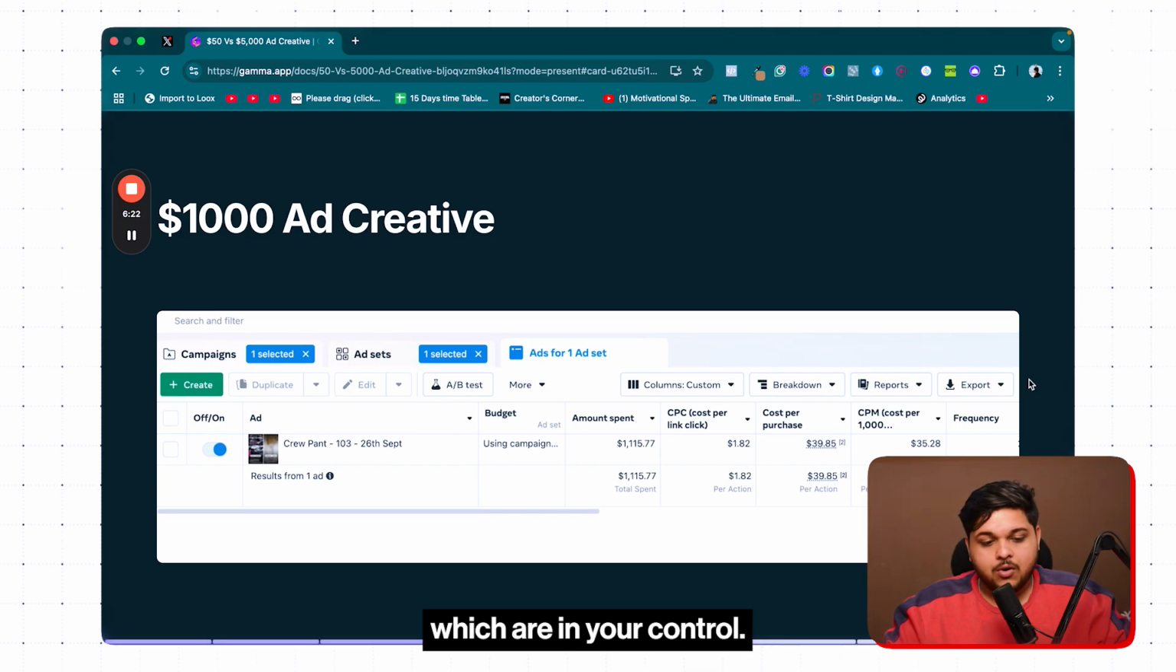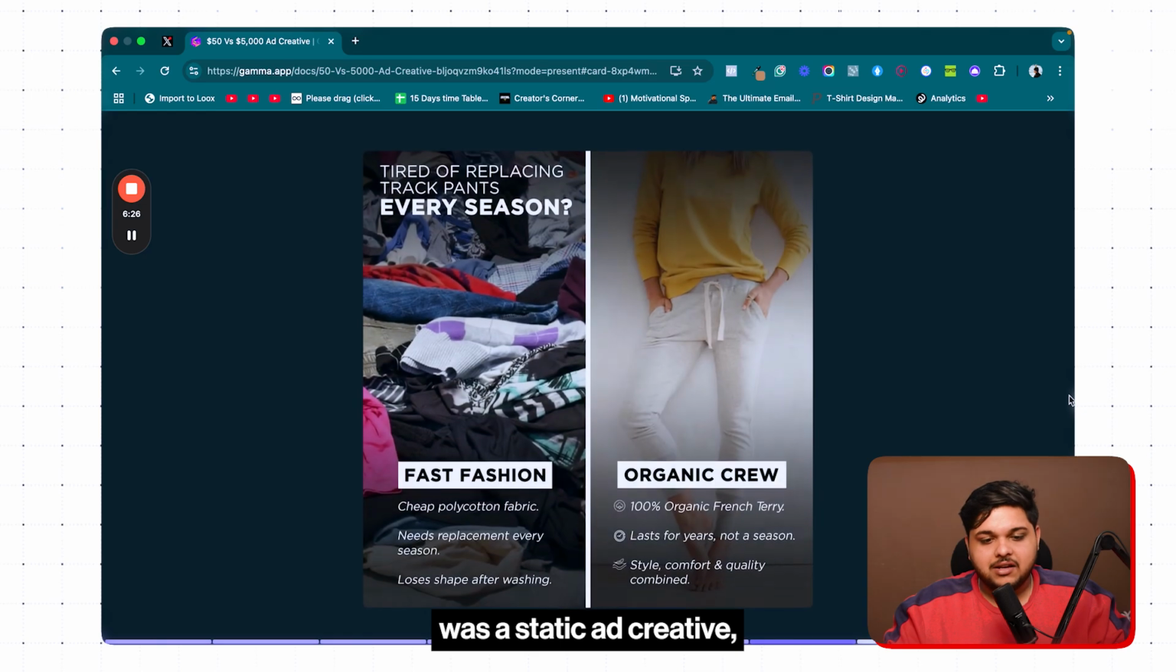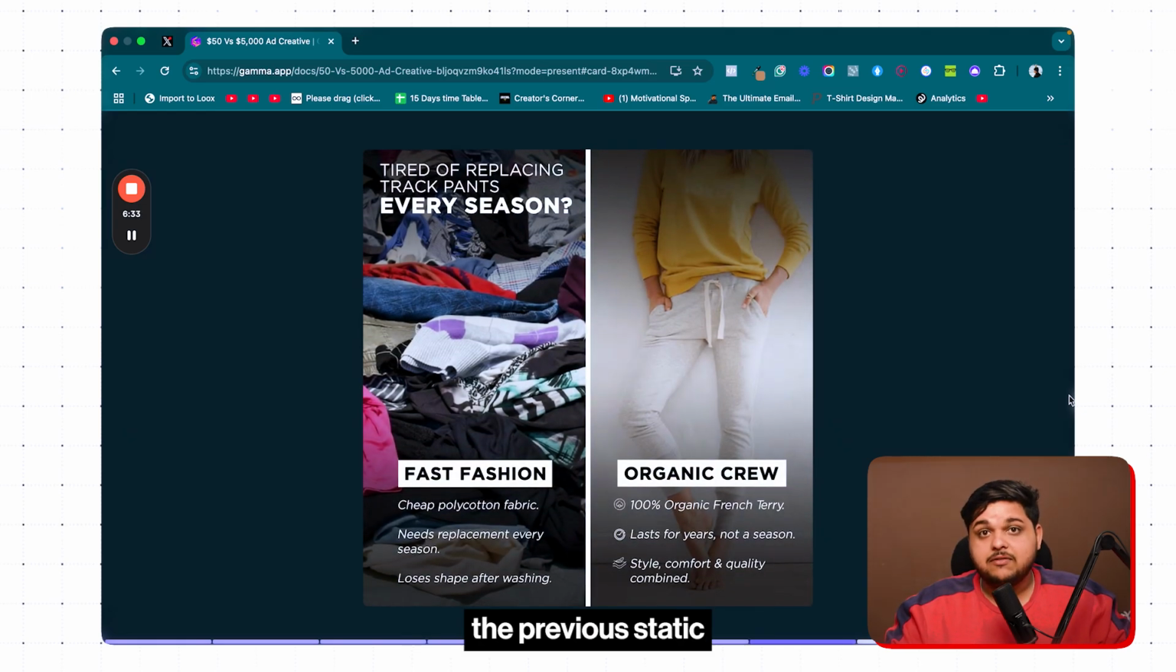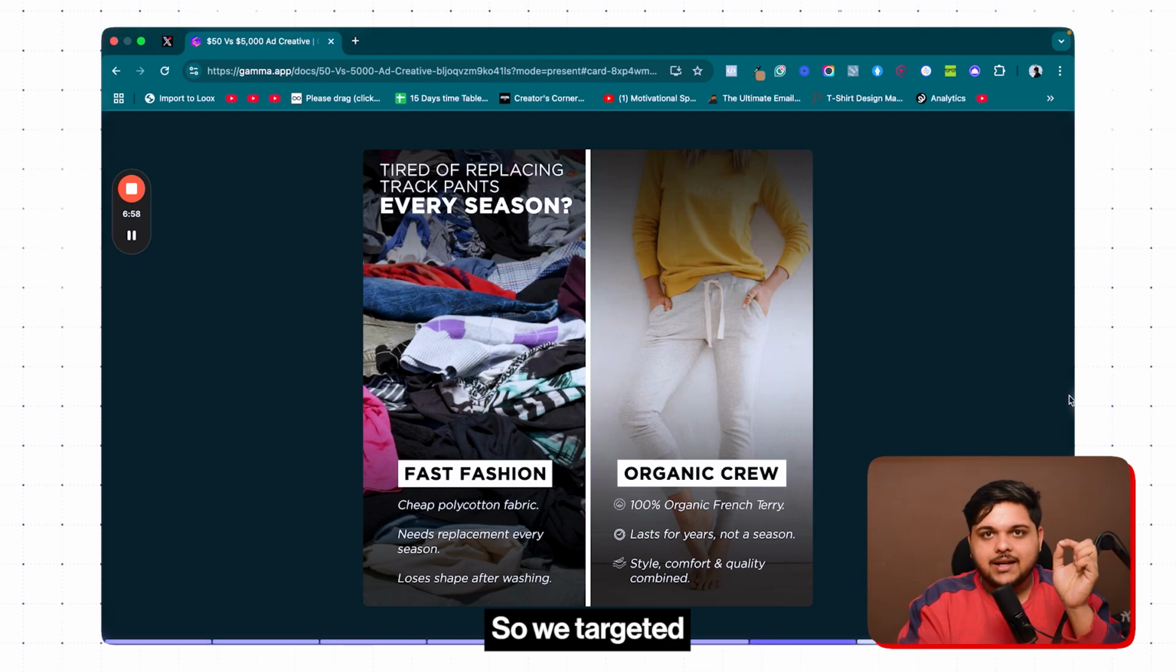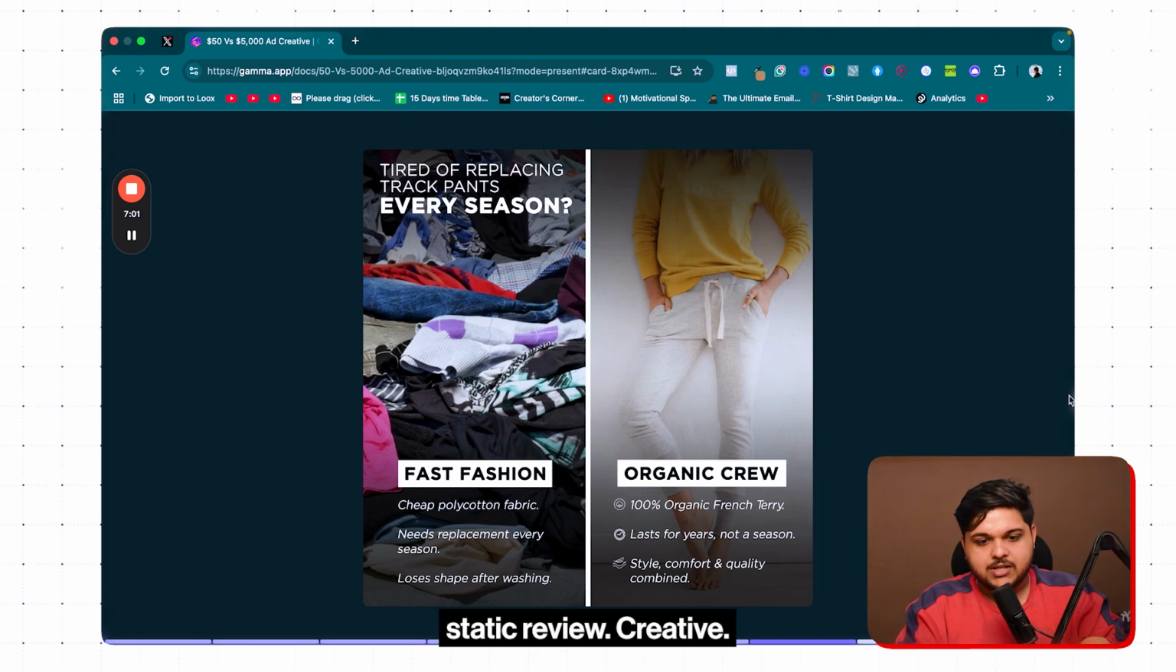Now, an interesting point is that this particular creative was a static ad creative, but it was much better than the previous static review creative I showed you earlier. This creative is not very fancy or visually appealing, but our research showed that a lot of people face the problem of replacing their track pants on a regular basis. We found that durability was one of the customers' issues, so we targeted that pain point in this static review creative.